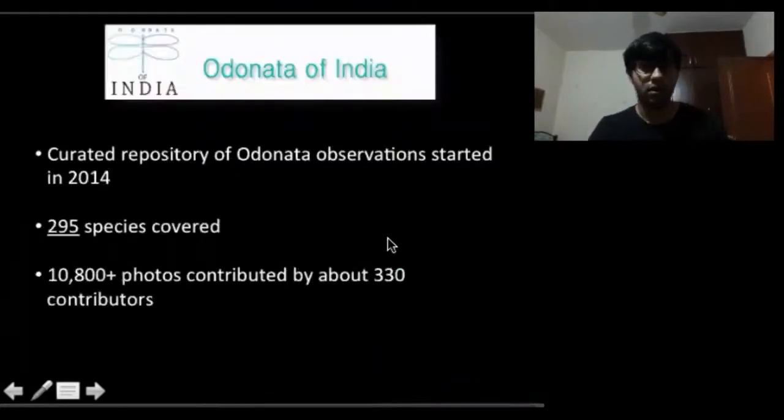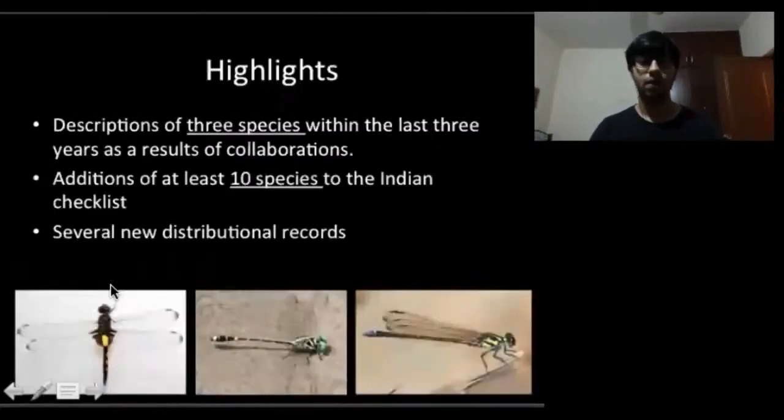And to assimilate this process of citizen scientists contributing to dragonfly and damselfly studies, we started this website in 2014 called Odonata of India. And we have covered 295 species so far out of the 480. So these are how many species we have photos of from different contributors. And we have around 11,000 photos contributed so far.